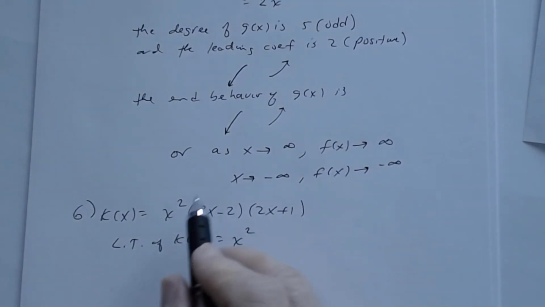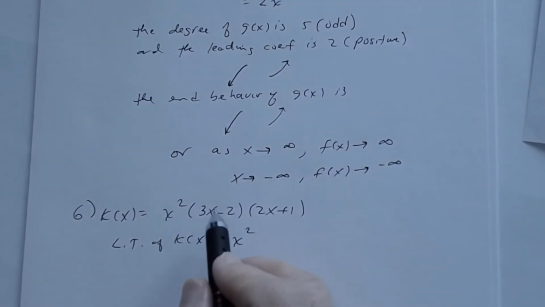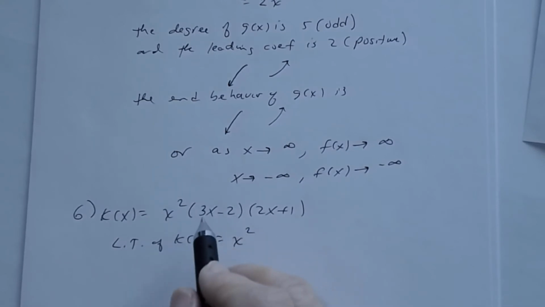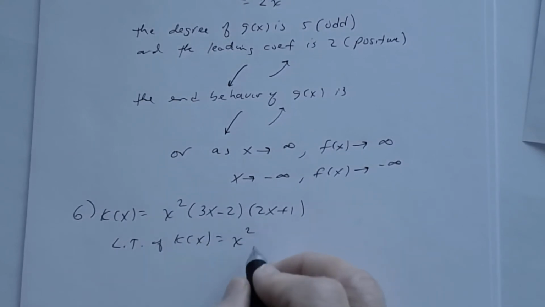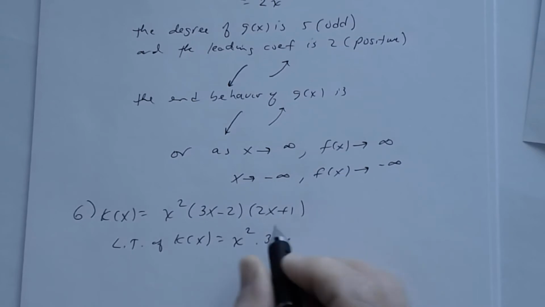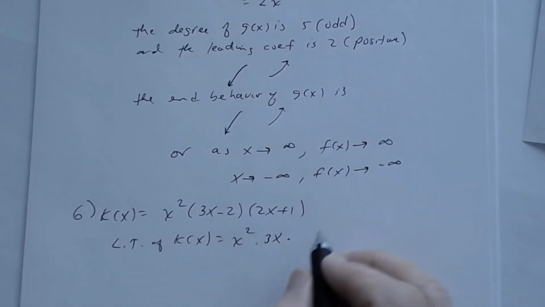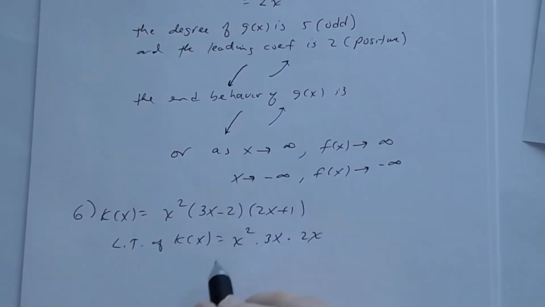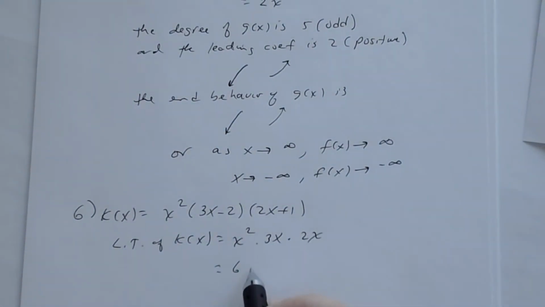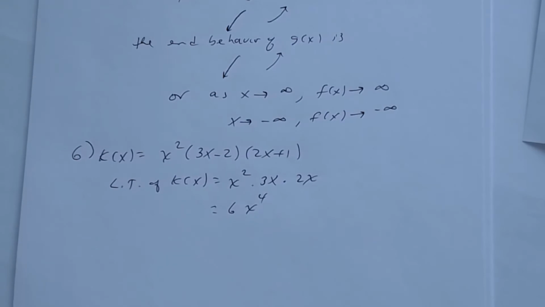All right. Now here, the leading term is a binomial. So I'm sorry, the factor is a binomial. So the leading term is going to be 3x. So I'm going to say times 3x. And then over here, this factor, the leading term is 2x. And so I'll multiply this out. So the leading term is going to be 6, 3 times 2 is 6. X squared times x is x to the 4th. So there's your leading term. All right, easy to do, not difficult.